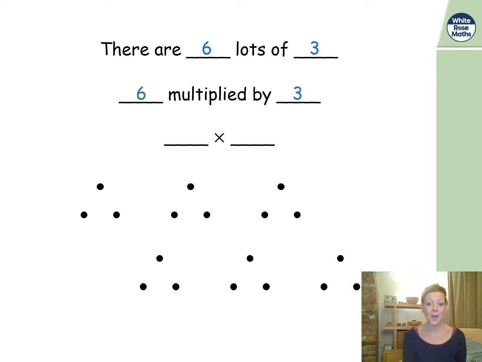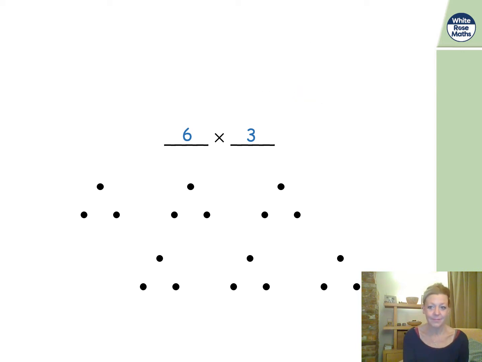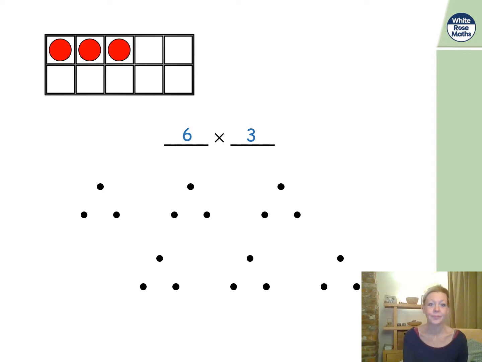6 multiplied by 3. And as a number sentence, we would write 6 times 3. Does anybody know the answer to 6 times 3? Write it down. 6 times 3. Have you got it yet? Well done. The answer is 18.